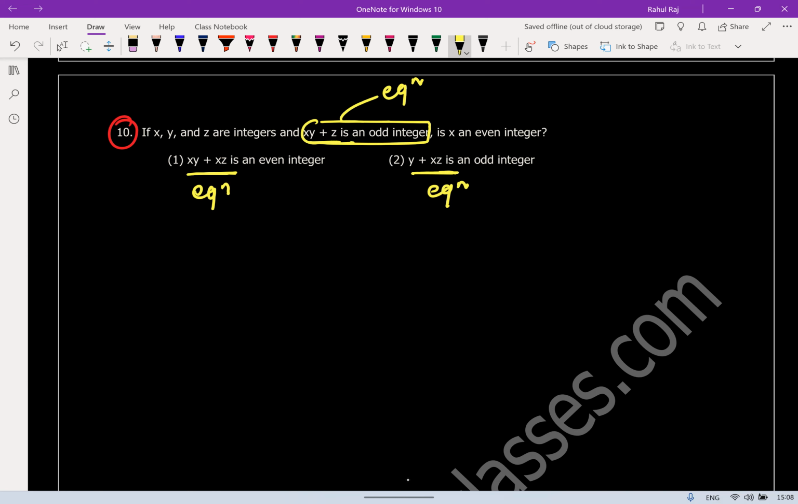Now, the point is, how do you use this information with the help of statement number 1 and 2? Please understand, if there is an equation given to you in the information, and an equation given to you in the statement, the only way to use two equations is to solve those two equations. It's straightforward logic. So what I try to do over here is xy plus z is odd.